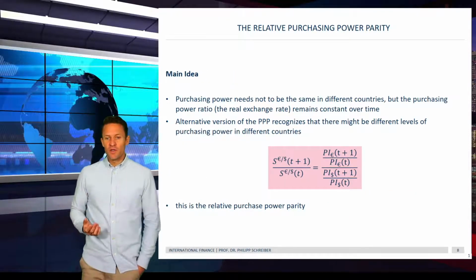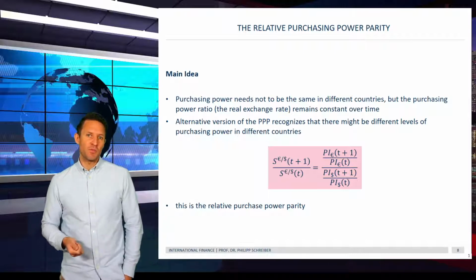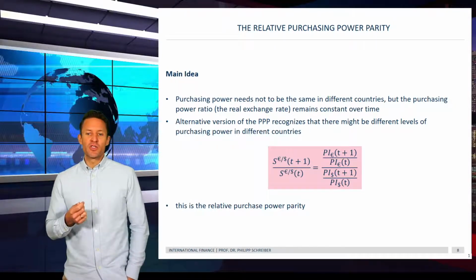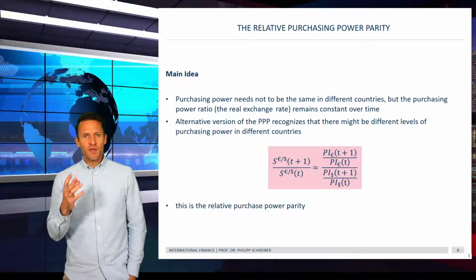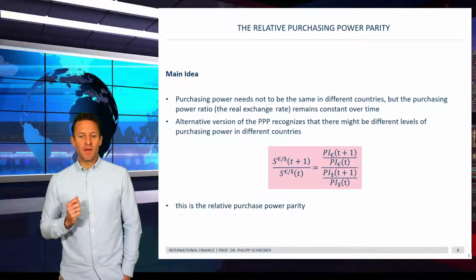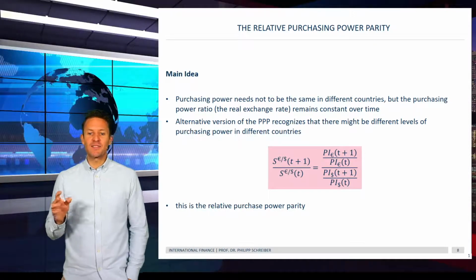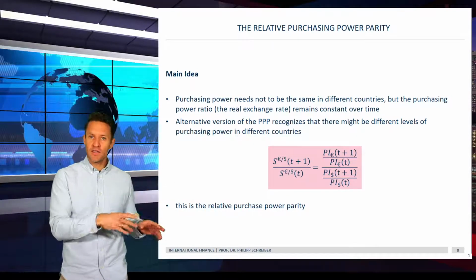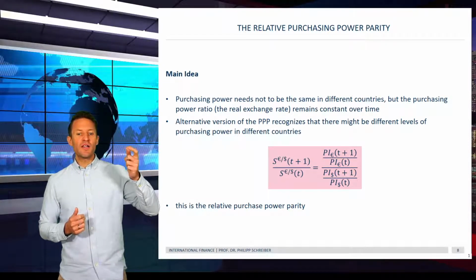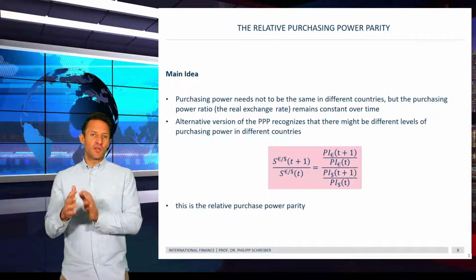Okay, the last one. So let's say we acknowledge that there are some problems with the absolute purchasing power parity. Maybe there's a better way to explain it. And the idea now is the relative purchasing power parity. And this is more confusing and more complicated. So let's go through it step by step and think about why this might make sense. The purchasing power need not be exactly the same in different countries, because we know we have different baskets and so on and so forth. But the purchasing power ratio, so the real exchange rate, the changes in purchasing power, should be constant over time.